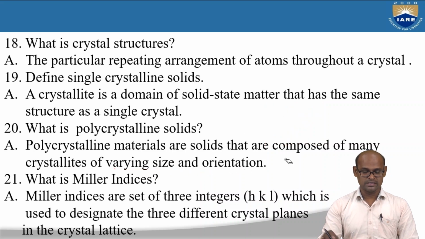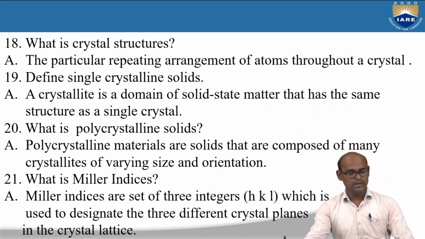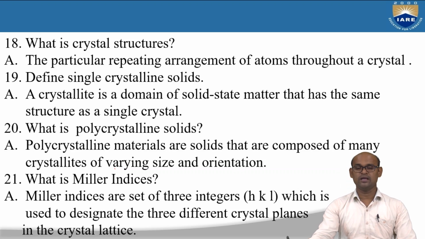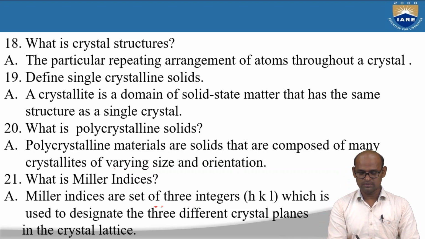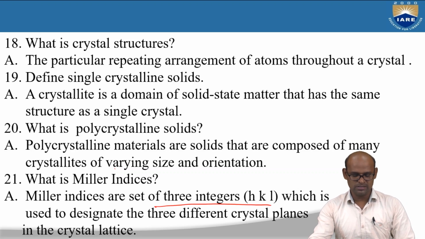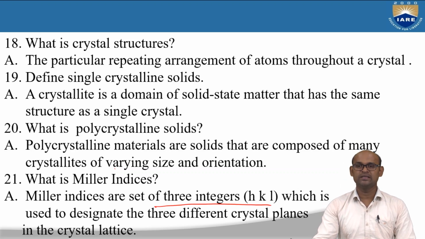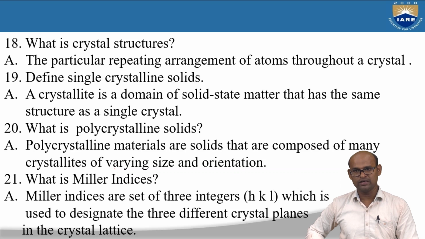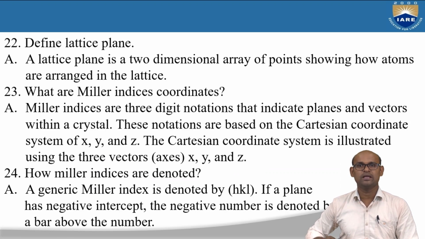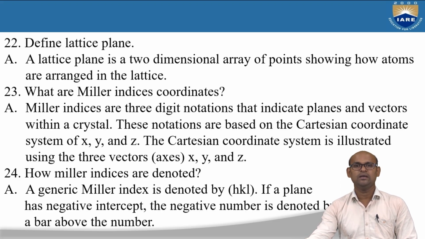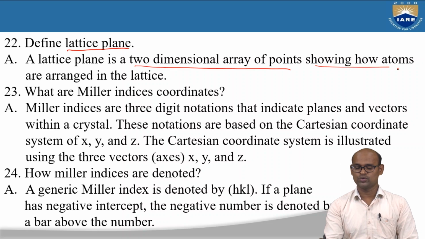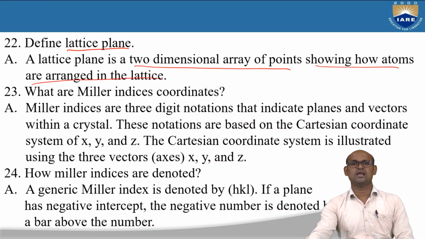So what are Miller indices? Miller indices are a set of three integers used to designate crystal planes in the crystalline lattice. To designate a crystal plane, we use a set of three integers, h, k, l, which are called Miller indices. Define lattice plane. A lattice plane is a two-dimensional array of points showing how atoms are arranged in the lattice. So that is lattice planes.